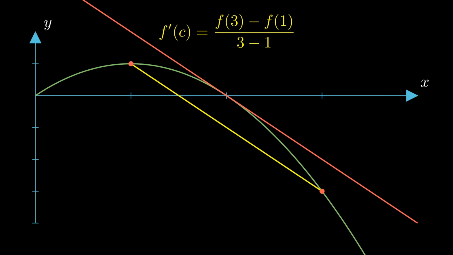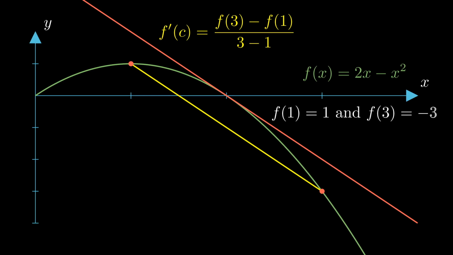So now let's verify this. That means f prime of c equals f of 3 minus f of 1 divided by 3 minus 1. And since f of x equals 2x minus x squared, we can plug in x equals 3 and x equals 1 into this expression to find the slope of the secant line. And after we do that, we can find that f prime of c equals negative 2.